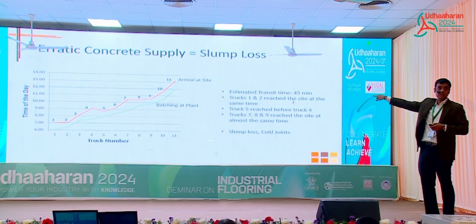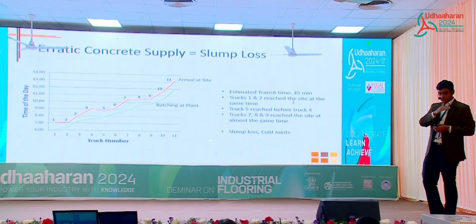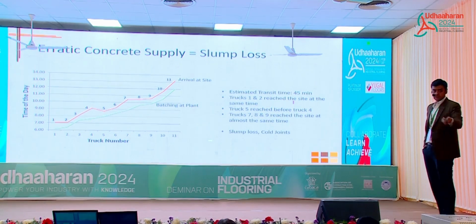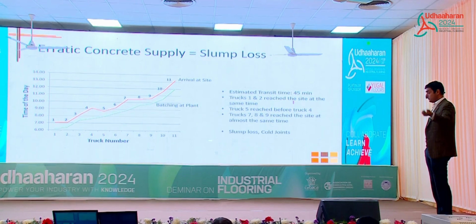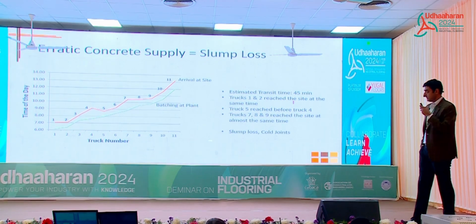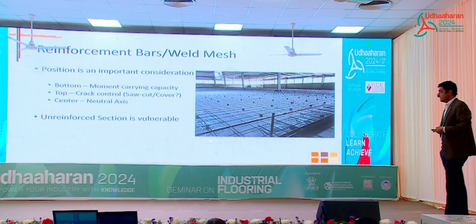Then truck number 7, 8 and 9 arrive at the same time. What we need is, ideally, one after the other. What this does is, you can have slump loss, you can have cold joints. So this is something, again, you need to consider at the design stage.